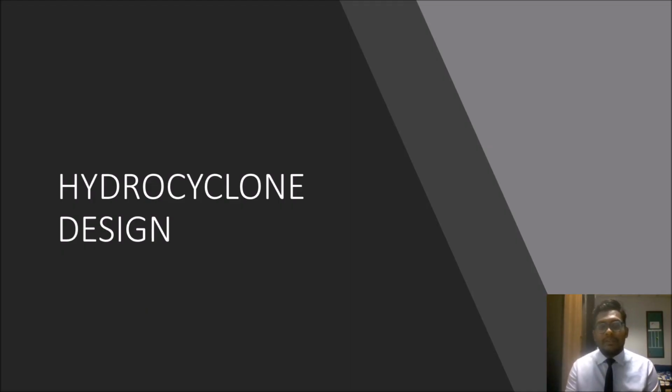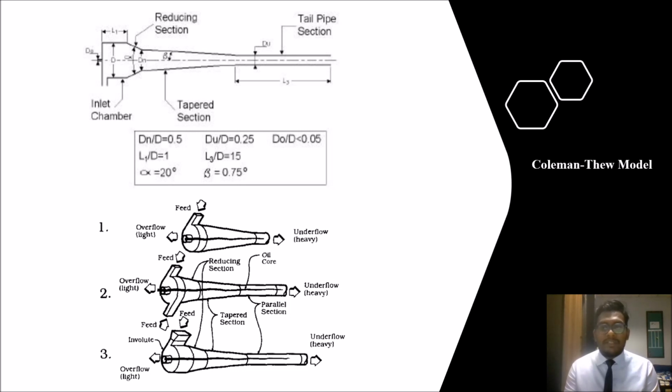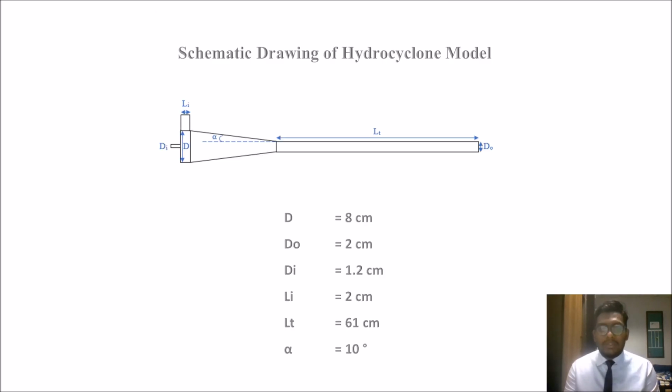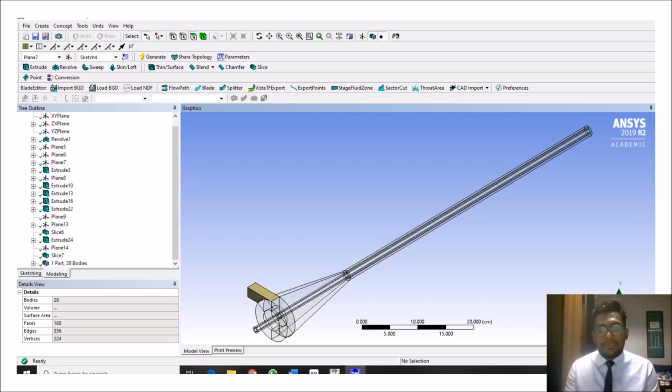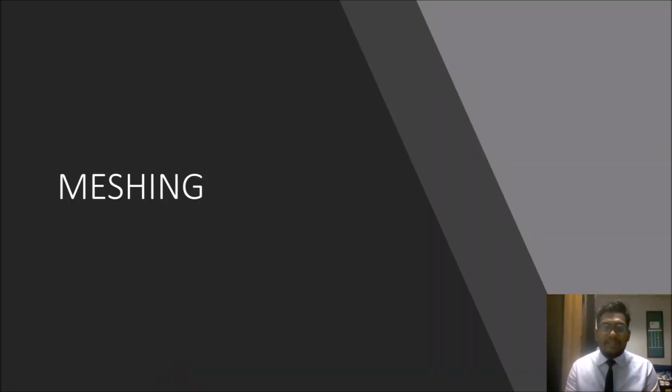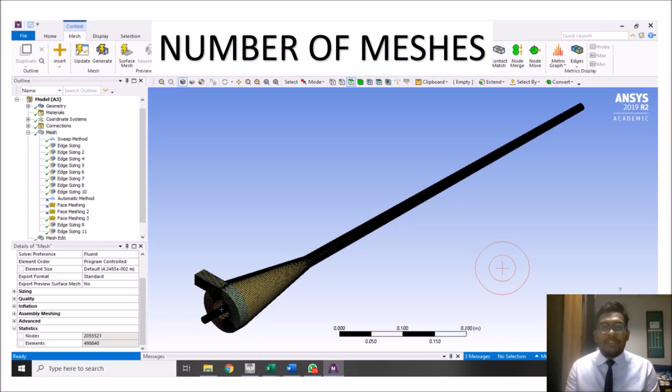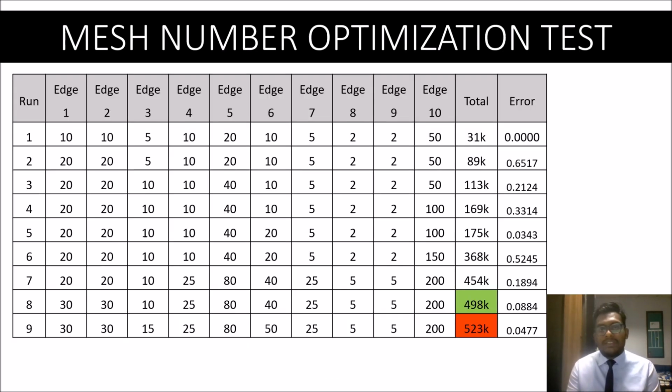Next is the hydrocyclone design. So as for the hydrocyclone design, we're using the Coleman and Thew model, where we use a single inlet horizontal hydrocyclone. This is our model based on the Coleman and Thew model. This is in ANSYS. And next is the meshing. So as for mesh, we are able to achieve 498,000 elements, which is close to the maximum we can achieve in the student version of ANSYS, which is 512,000.